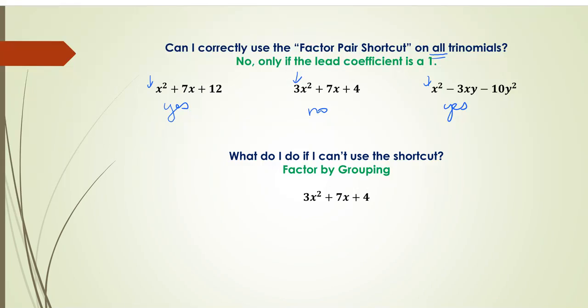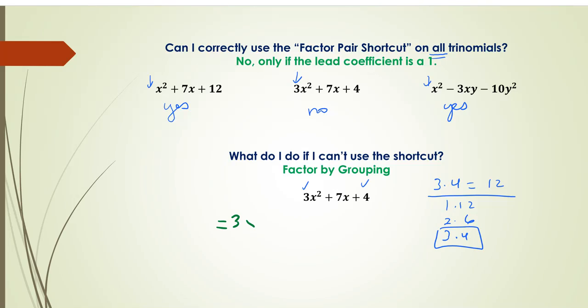So here's a big question. What do I do if I can't use this shortcut? Then you have to go back to factoring by grouping, which is what we learned in the last lesson. And so it starts the same. You multiply these two numbers together. You get, in this case, 12. Since I don't have a 1, once I get my factor pairs set, which would be 3 and 4, I would have to rewrite the problem into factoring by grouping.